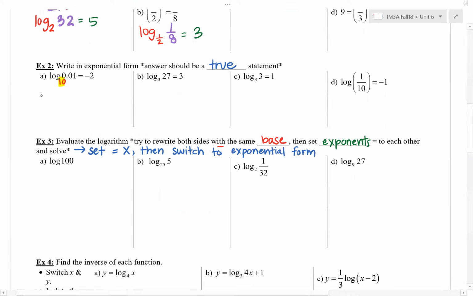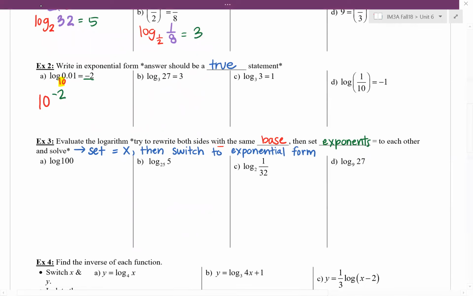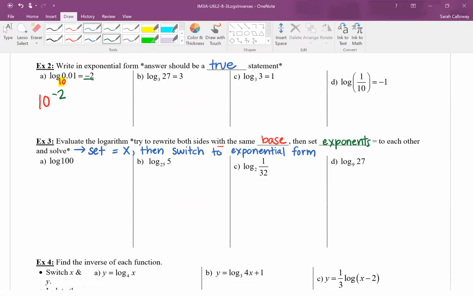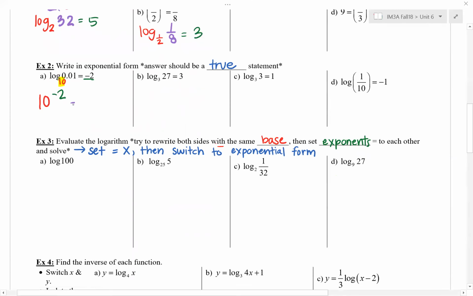That base is going to be the number that has the power attached to it. Remember that the power in the log is the number that's over by itself. So this means 10 to the negative 2 is going to equal 0.01.